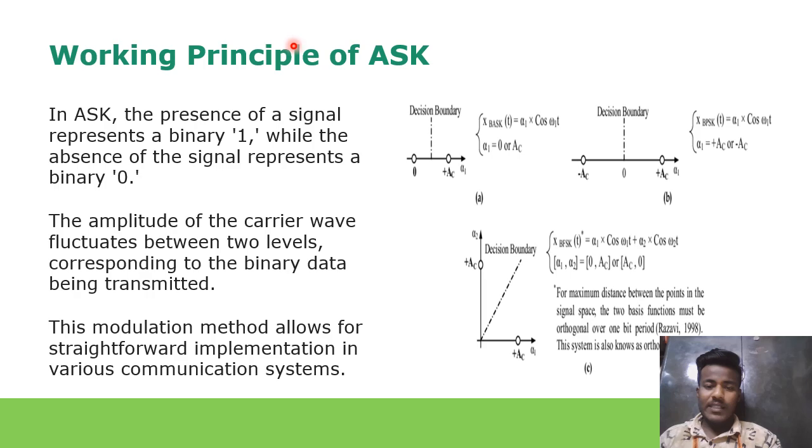Working principle of ASK. In ASK, the presence of a signal represents a binary 1, while the absence of the signal represents a binary 0. The amplitude of the carrier wave fluctuates between two levels, corresponding to the binary data being transmitted. This modulation method allows for straightforward implementation in various communication systems.